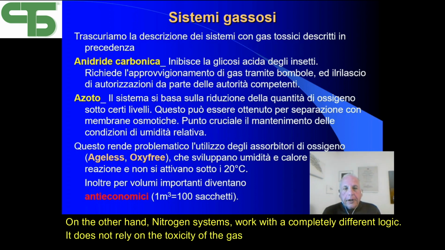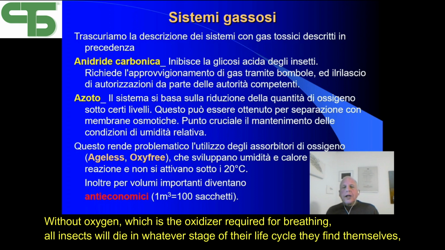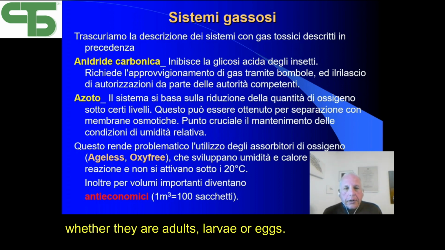On the other hand, the nitrogen system works on a completely different logic. It does not rely on the toxicity of the gas, as we have seen in the other cases, and also in the case of carbon dioxide, but on the reduction of oxygen to below a certain level. Without oxygen, which is the oxidizer required for breathing, all insects will die in whatever stage of their life cycle they find themselves, whether they are adults, larvae or eggs.